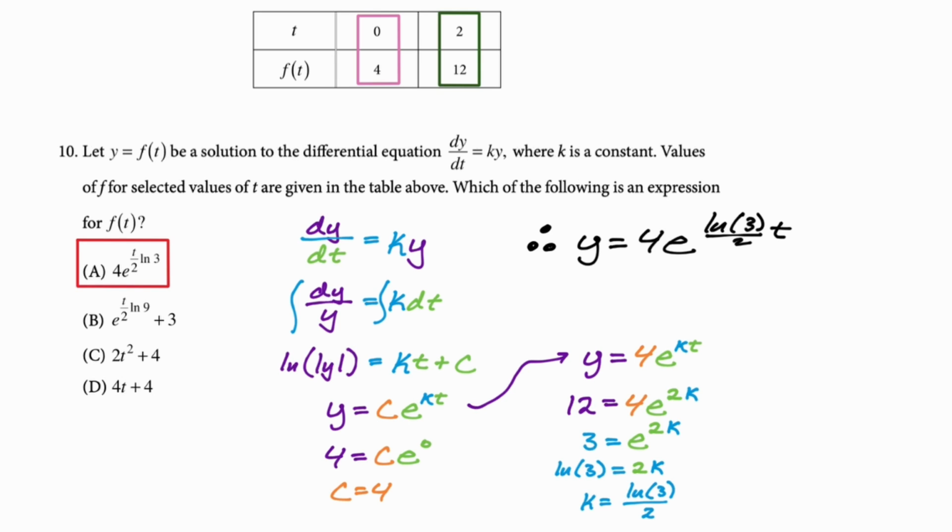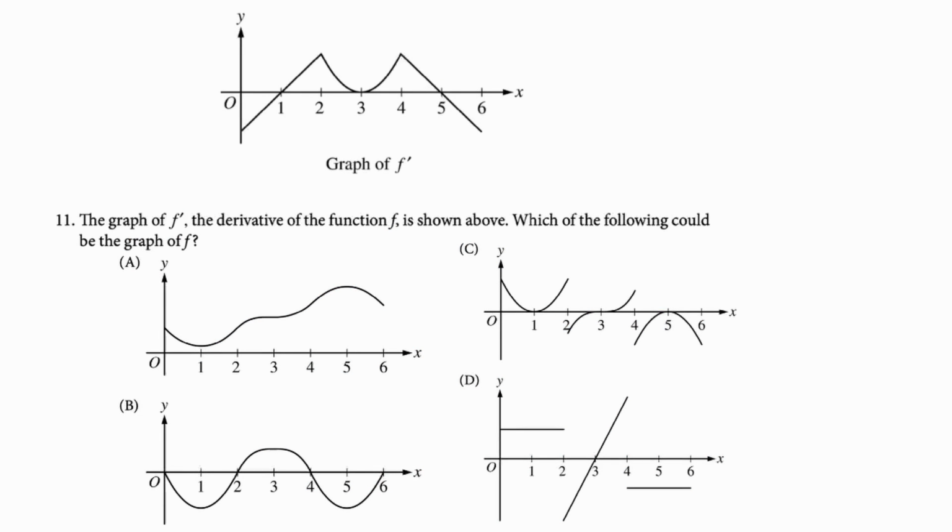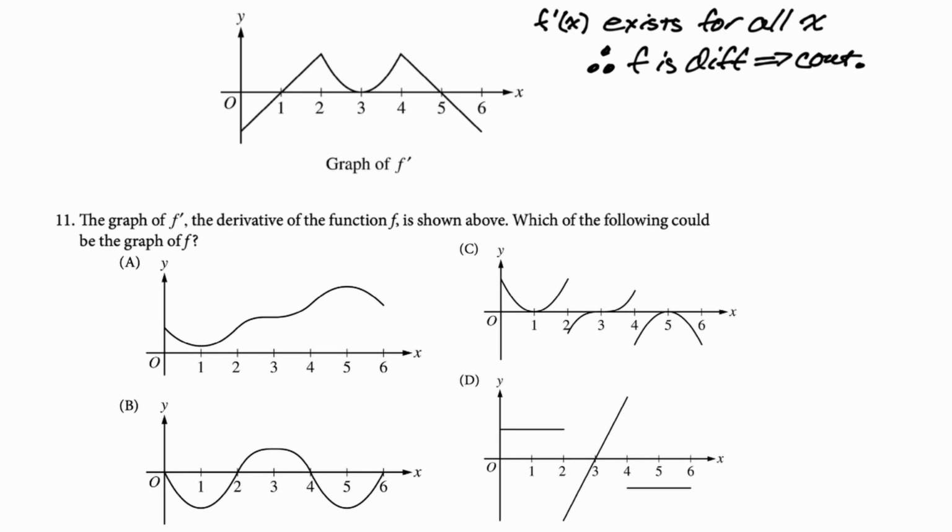The answer is definitely A, right? B doesn't look like that. C and D are ridiculous. That's our answer. Number 11, the graph of f prime, the derivative of the function f is shown above. Which of the following could be the graph of f?